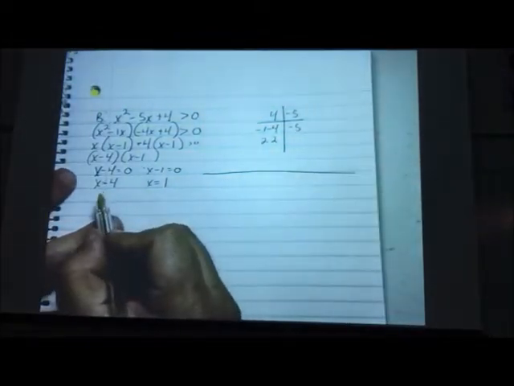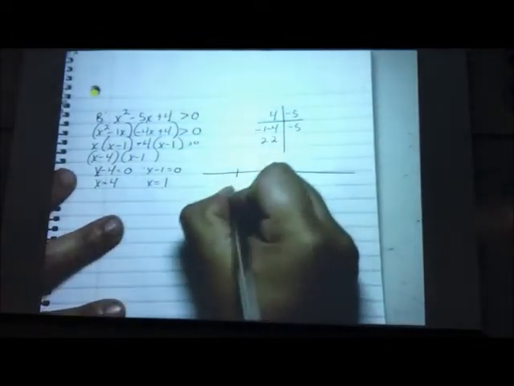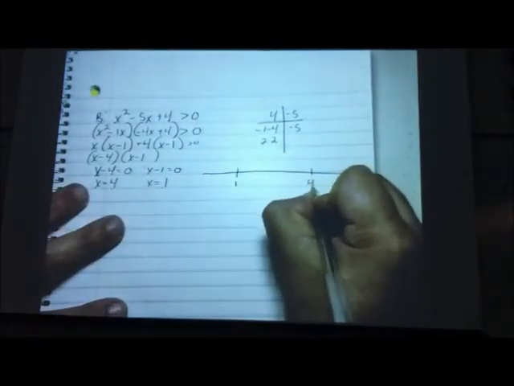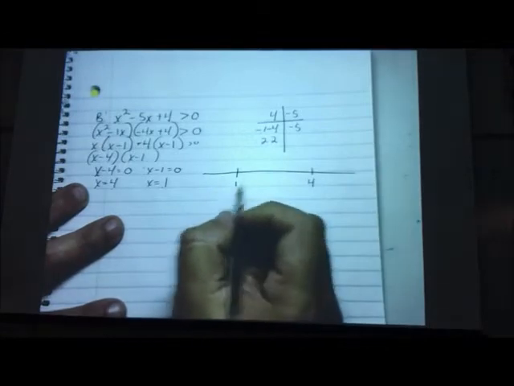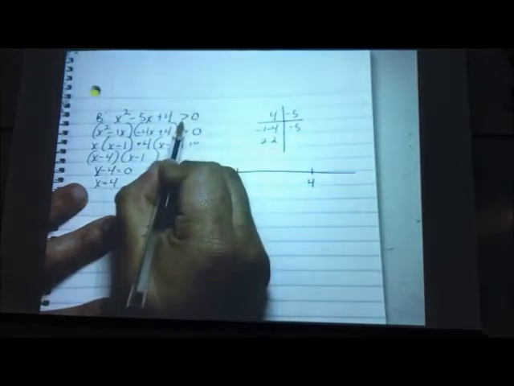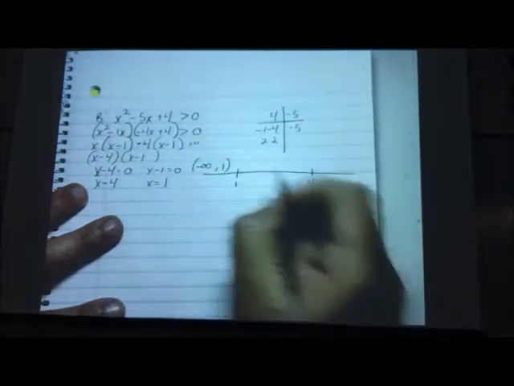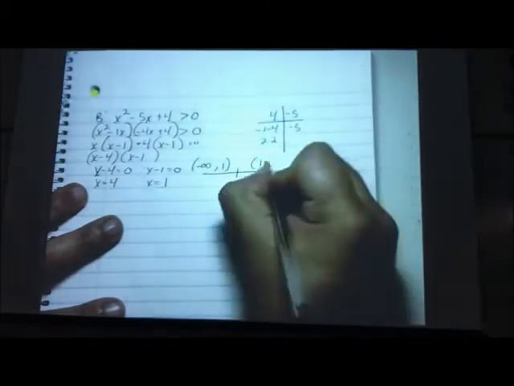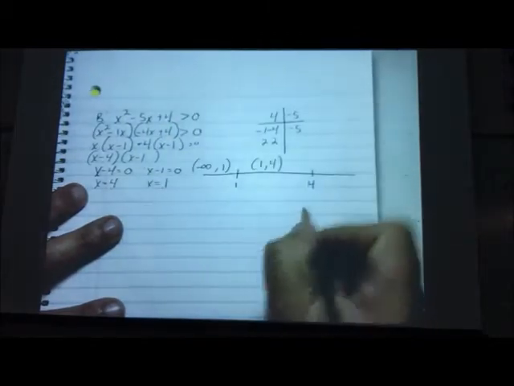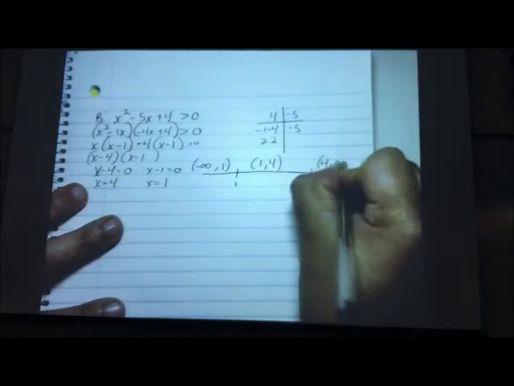Our smallest number is 1, so our 1 is going to go on the left. Our greatest number is 4, it's going to go on the right. Plot your points to cover each region. Here we have negative infinity. It's a greater than symbol, not equal to, so we don't have to worry about brackets. Negative infinity comma 1, parenthesis, parenthesis. Cover 1 through 4, parenthesis 1 to 4, and then 4 to infinity.